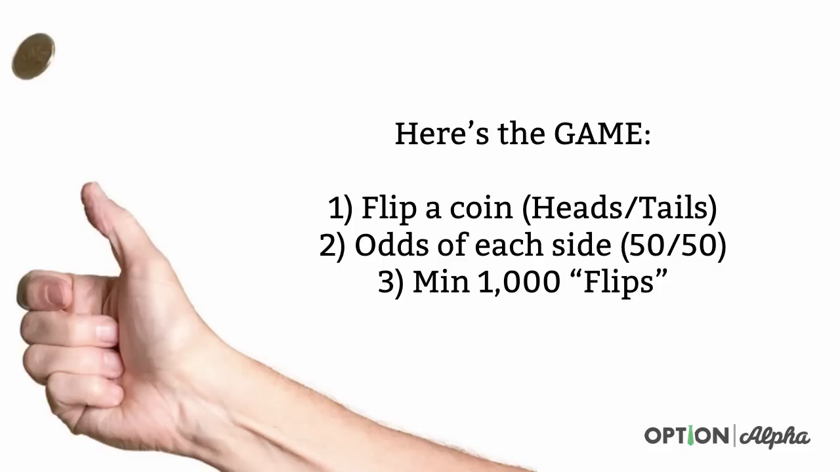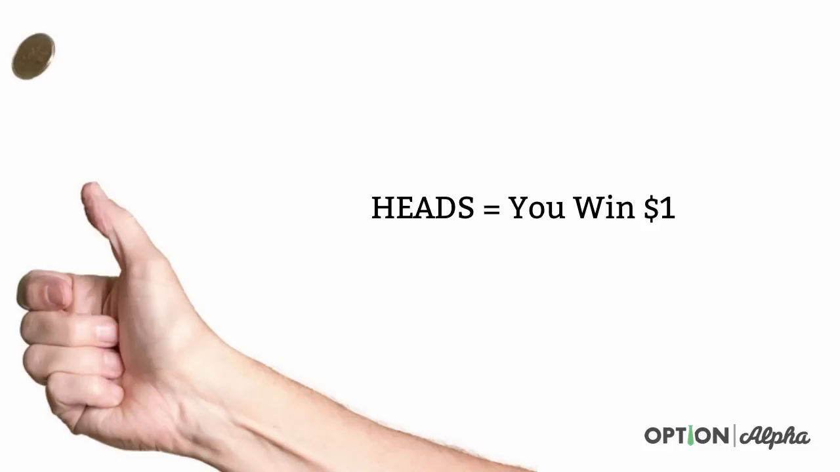But the minimum number of flips in this game is going to be 1,000. So we're not going to flip it one time. We're going to flip this coin 1,000 times, and that's going to be the end of the game. So if it lands on heads, you win $1. If it lands on tails, you lose $1.